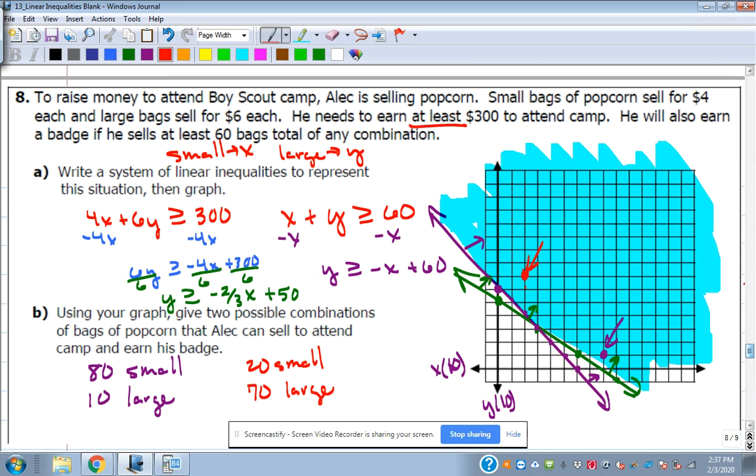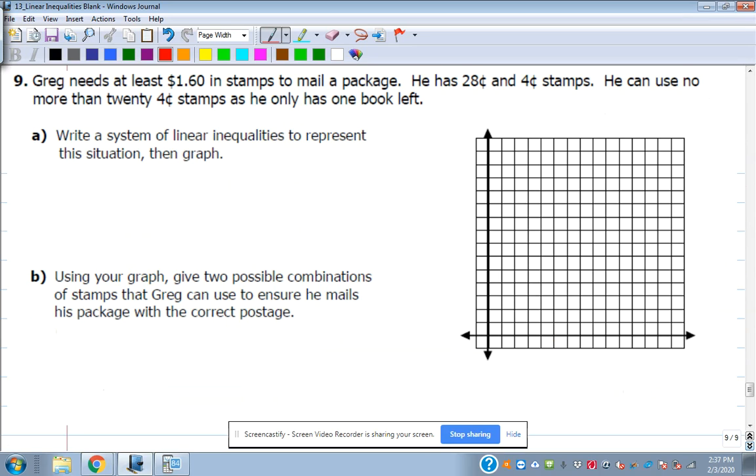All right. So we've seen some word problems. We've seen the idea of how to work these and get somewhere with those. I think this one is very similar. You got 28-cent and 4-cent stamps. I would call the 28-cent stamp x and the 4-cent stamp y, and then go from there. And you could do that one if you wanted to do that one together or on your own. That's fine.